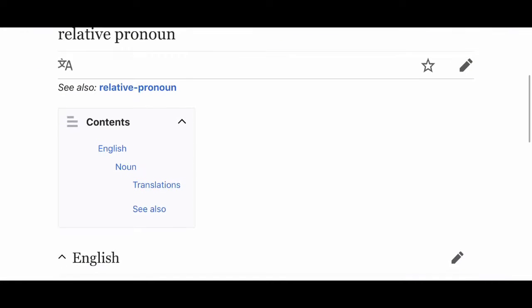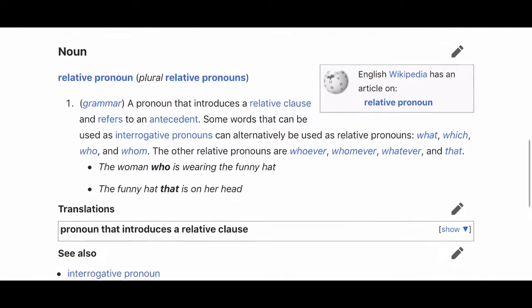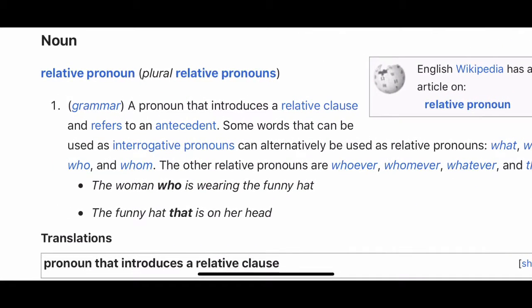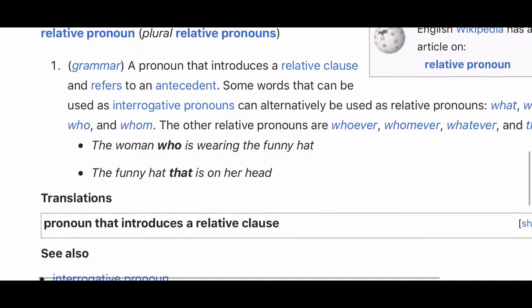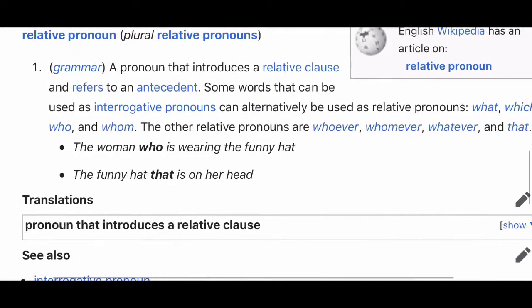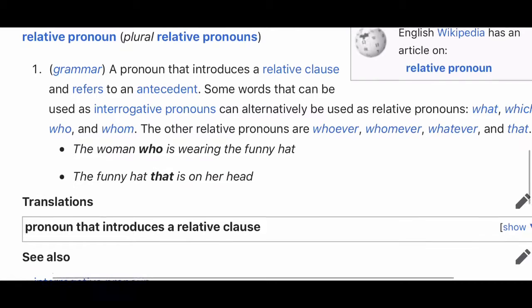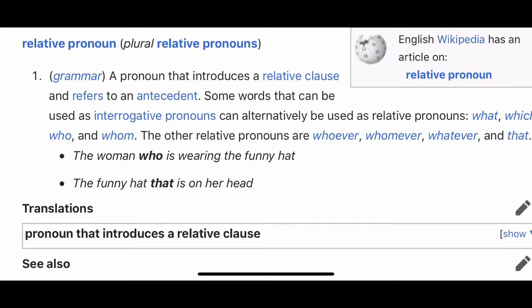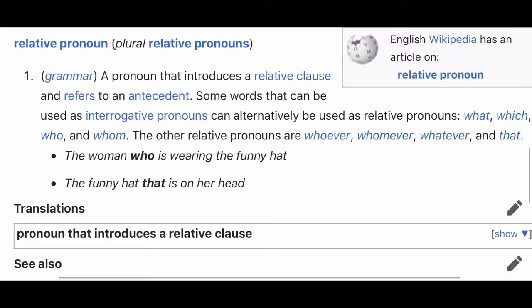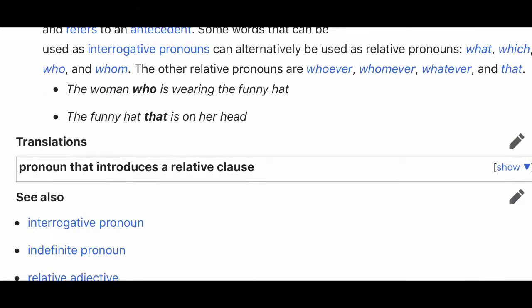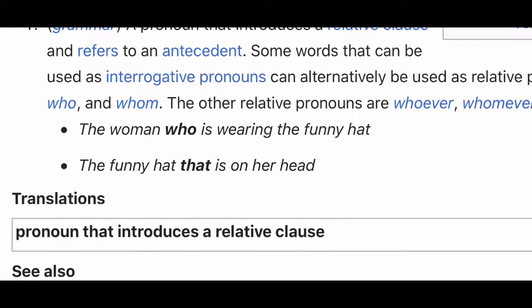It says relative pronoun. It says a pronoun that introduces a relative clause and refers to an antecedent. And we're just going into grammar right now, just for some edification. It says some words that can be used as interrogative pronouns, for example, who, what, which, things like that. Some words that can be used as interrogative pronouns can alternatively be used as relative pronouns. So a relative pronoun starts a relative clause.